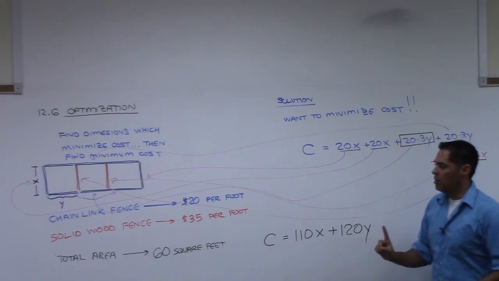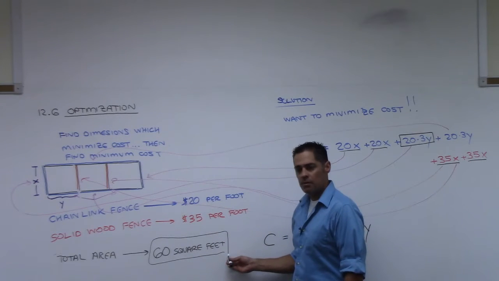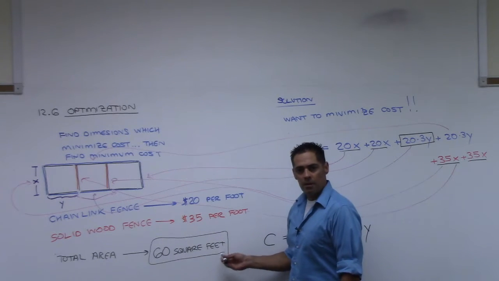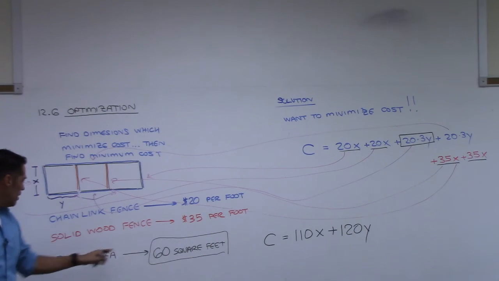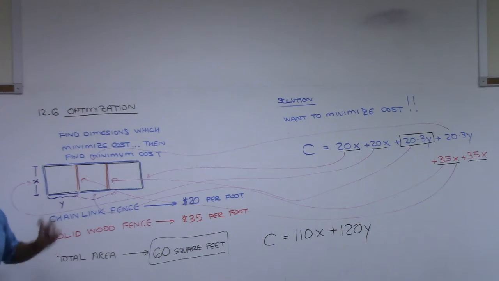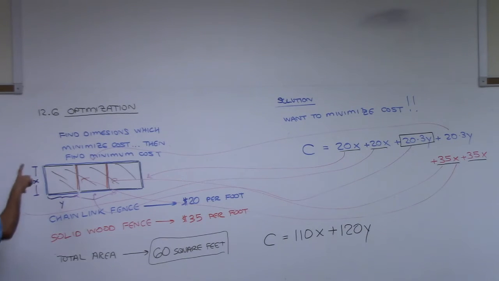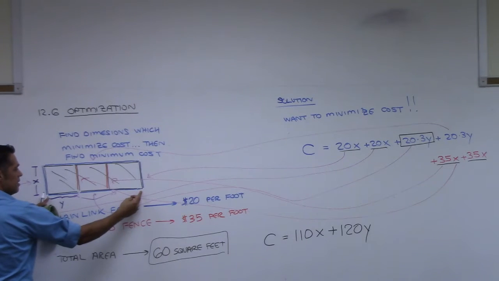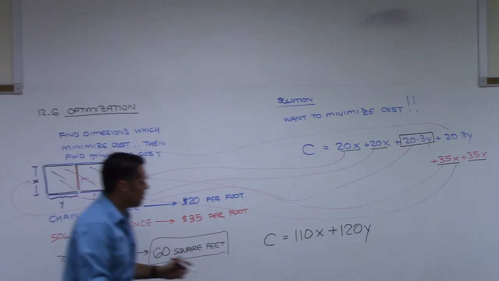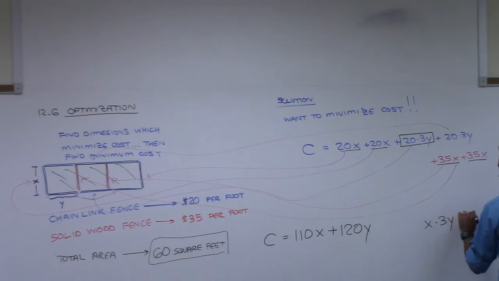And the way I'm going to do it is to use the one piece of information we have not taken into account yet, and that's this. Look at this right here. What does that tell me? My total area of the total thing has to be 60 square feet. So what is the area of this shape? It's x times this side, right? This side's not y. This side is 3y. So do you all agree right now that x times 3y must be 60?